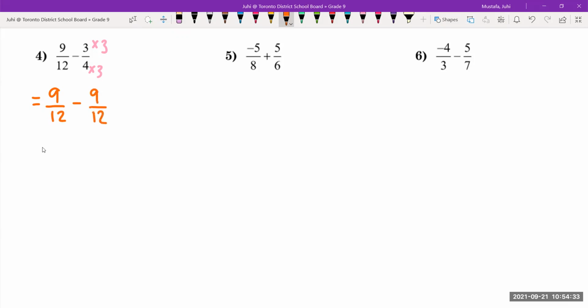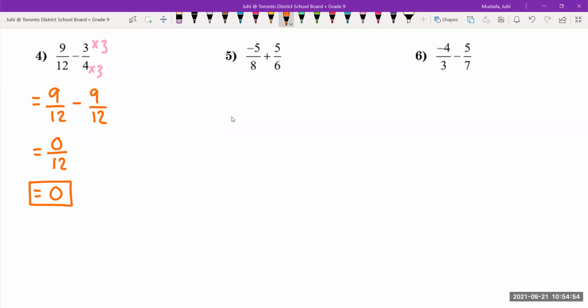Yeah, 9 over 12 minus 9 over 12. This is interesting. What's 9 take away 9? Yeah, it's just going to be 0 over 12. And does anyone know if the top number is a 0, what's the entire fraction going to be? It's just going to be the number 0. And that is what we're going to put over here.